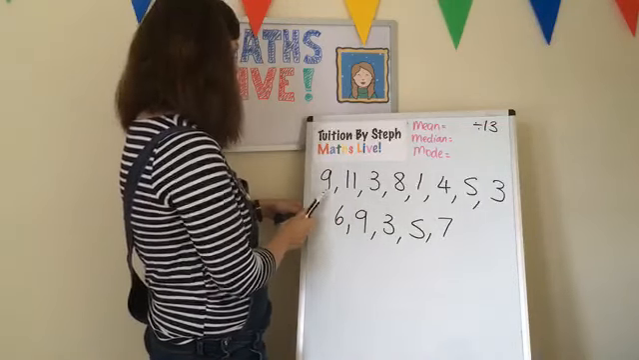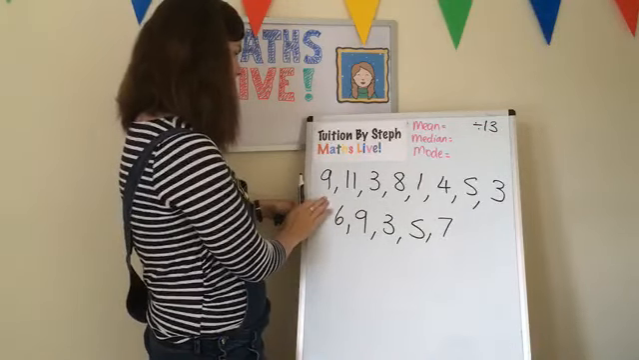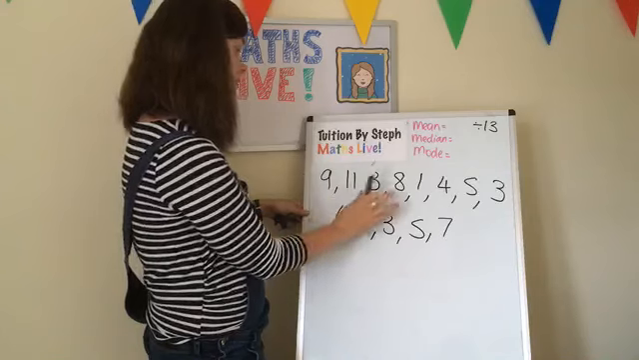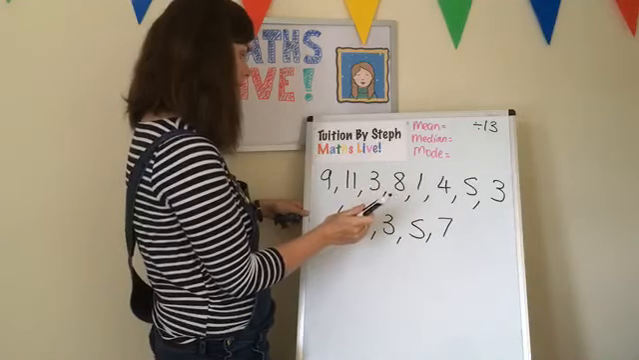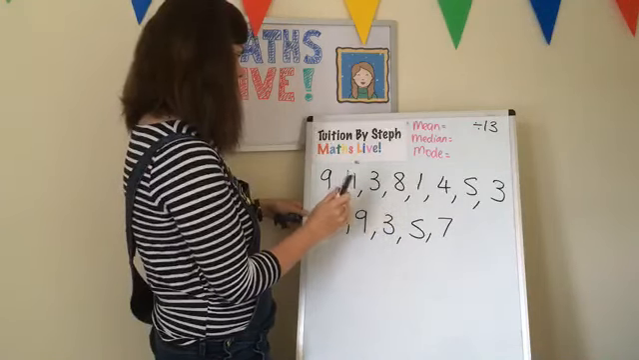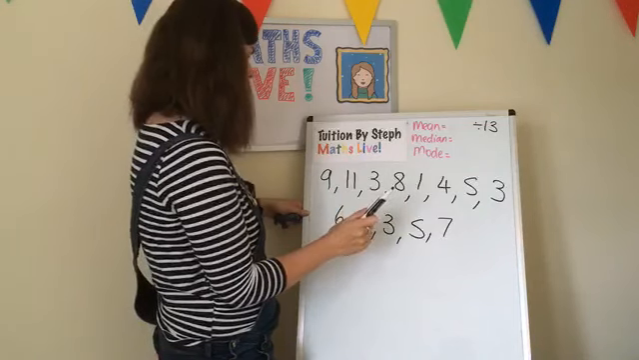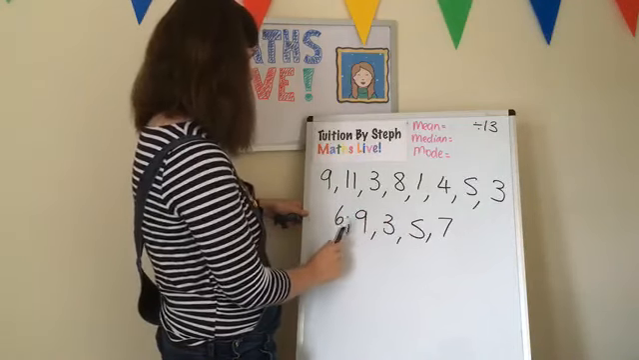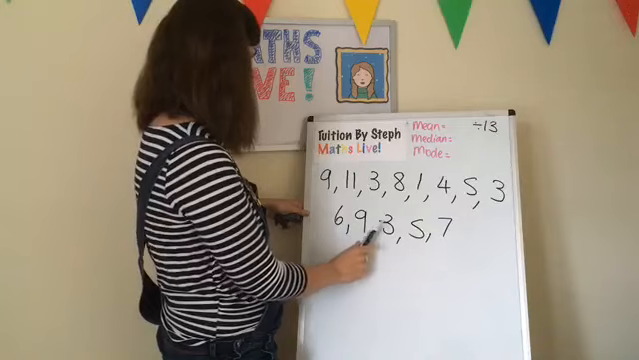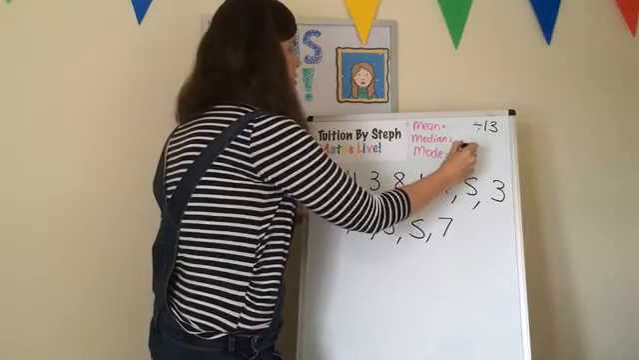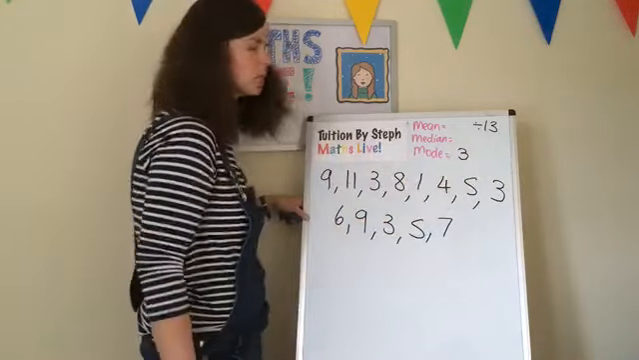Mode. Which number occurs the most? Right, there's 2 9s, 1 11, 3 3s, 1 8. There are 1 1, 1 4, 2 5s, 1 6. So it's 3. So the mode is 3. That's the one that occurs the most.